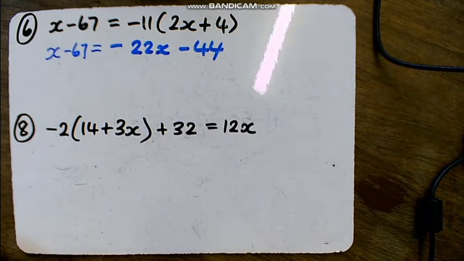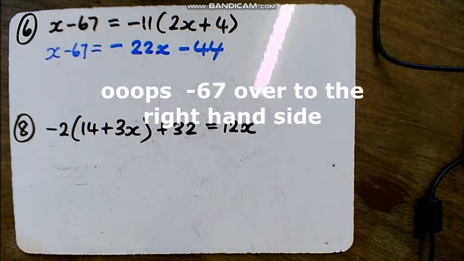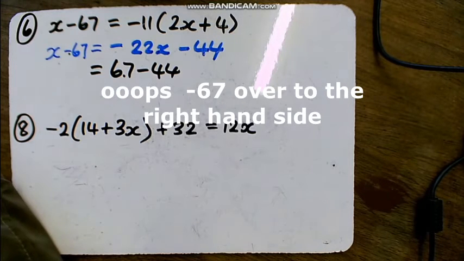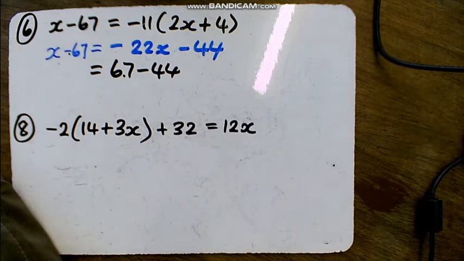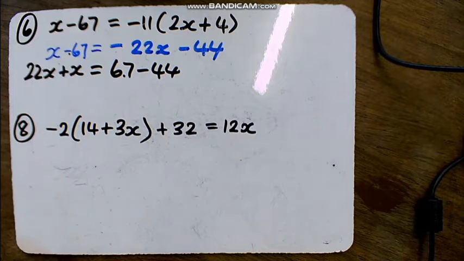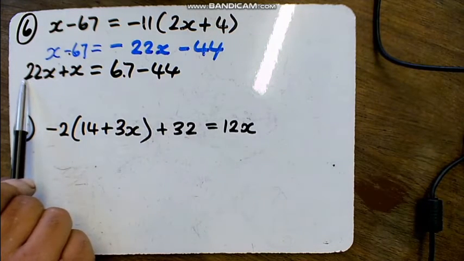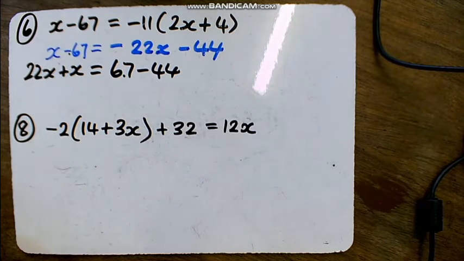Right, what are you going to do next? You're going to take the negative 64 over to the right hand side. You agree? Good. So we took the minus 67 over, we got positive 67. Now we're going to move what? We're going to move the minus 22x over to the left hand side, right? What will that become? Negative 22x became positive 22x, right? Add those two up. 22 plus x, how much are you going to get?